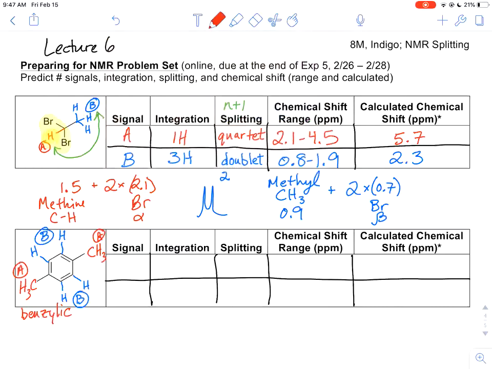Now that we know the number of signals, we have signal A that's going to integrate to a total of 6 hydrogens. It actually does not have any 3-bond neighbors.